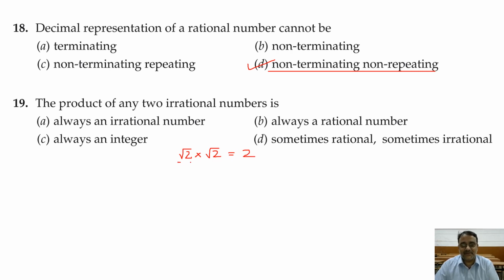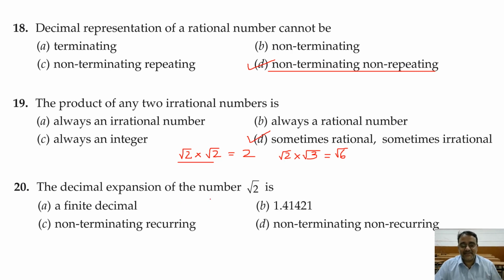That means the product of two irrational numbers, we are getting a rational number. Now if you multiply root 2 into root 3, you will get root 6. And root 6 is also an irrational number. So the correct option is option D. Right. Sometimes rational, sometimes irrational. Right. So now we are moving toward question number 20.